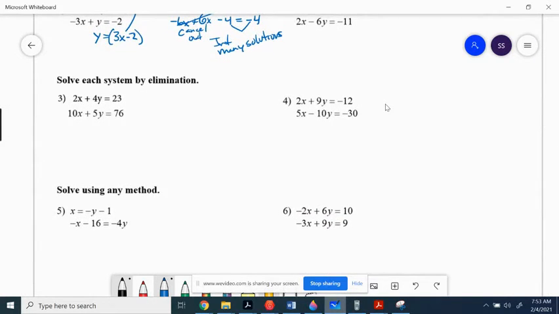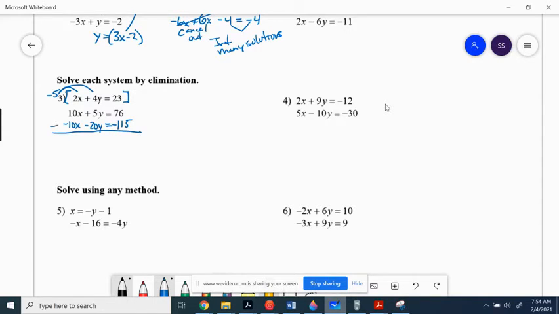Elimination for 3 and 4. Right now we have nothing set up to cancel, so I'm going to have to do something here. And I think the easiest thing would be to just take this top equation and multiply everything by negative 5. So if I do that, negative 5 times positive 2x is negative 10x. And that is why I'm going to do this, right? Because when I add the two equations together, 10x minus 10x, those will cancel out. Negative 5 times positive 4y is negative 20y. And negative 5 times 23 is negative 115.